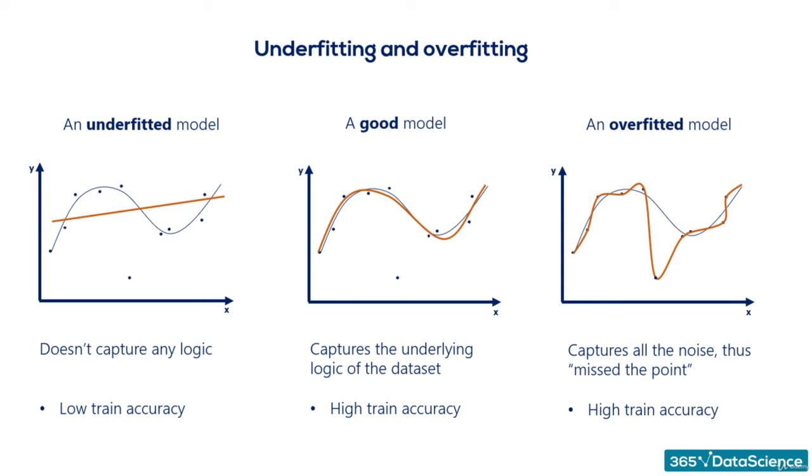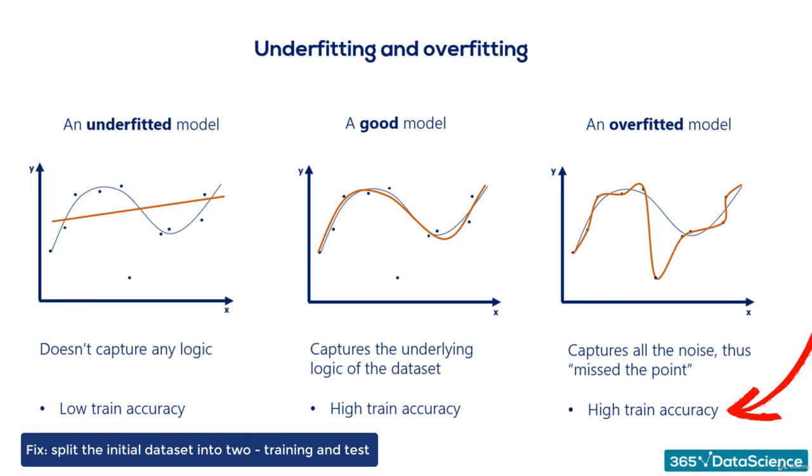Now, underfitting is easy to spot. You have almost no accuracy whatsoever. Overfitting is much harder though, as the accuracy of the model seems outstanding. There is one popular solution to overfitting though. We can split our initial dataset into two: training and test. Splits like 90% training and 10% test, or 80-20, are common.